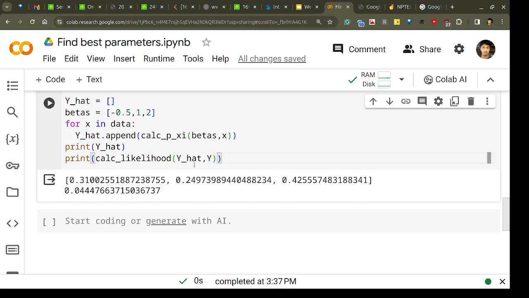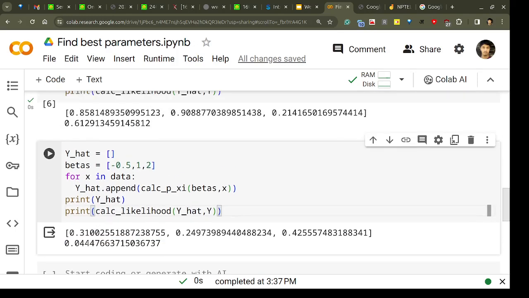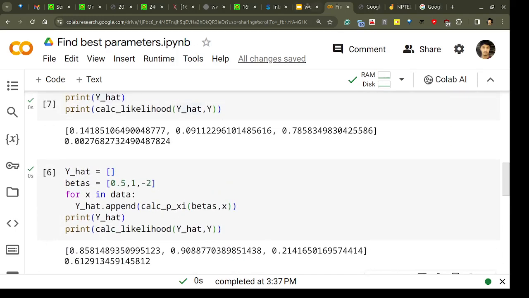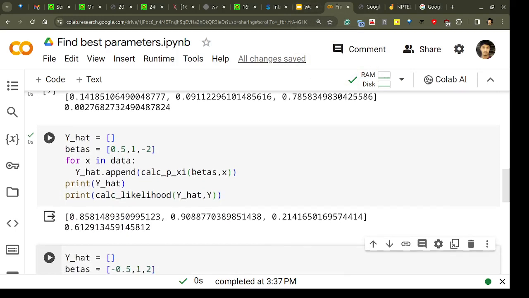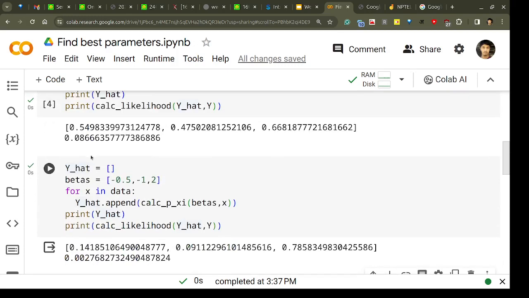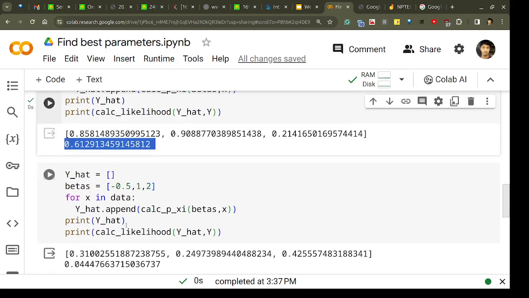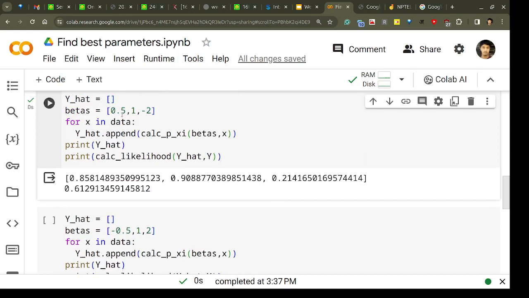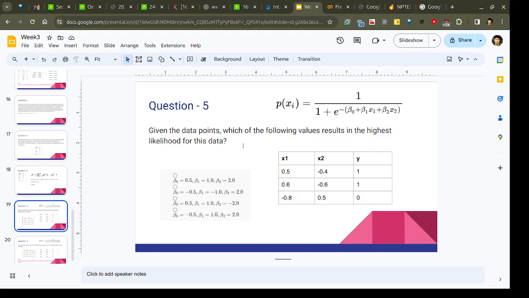So basically we have 4 options and we are getting multiple values. So we have to find what is the highest likelihood, right? So the highest likelihood is here, 0.61, because the others are 0.86, 0.08, 0.002, and here 0.04, and here 0.61, which is the highest. So the option with beta 0.5, 1, minus 2 is the highest. So this one is the correct answer.